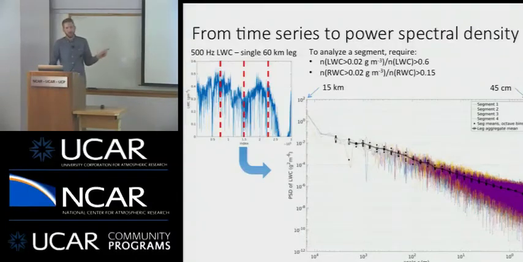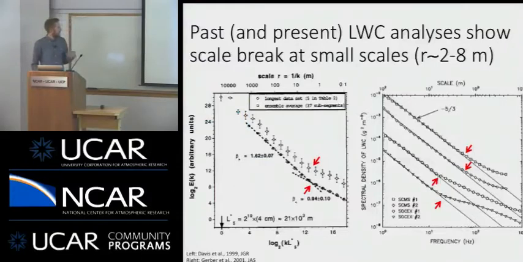Now, I'm not the first person who's ever done this. In the past, and in a paper that's coming out very soon, everyone who's looked at liquid water content from aircraft observations has found what we call a scale break. That's what these red arrows are pointing to, where we get a deviation from the scaling behavior that we see in the scaling regime here. Pretty much all of these come from 2 different papers, and they all find a scale break somewhere between about 2 and 8 meters. So I just want you to keep this in mind as we talk about our observations.